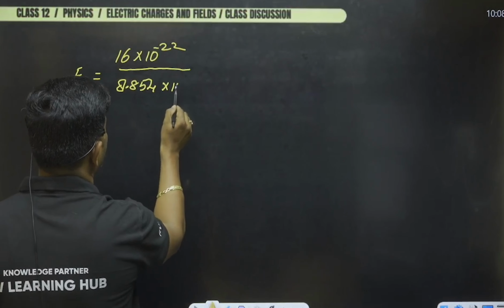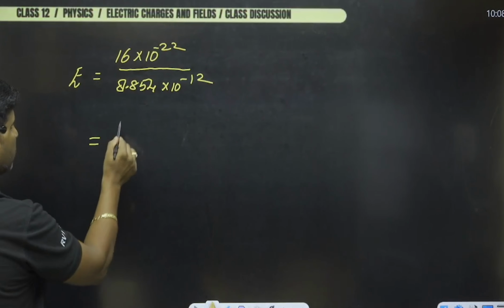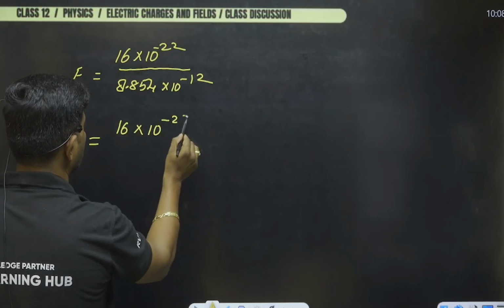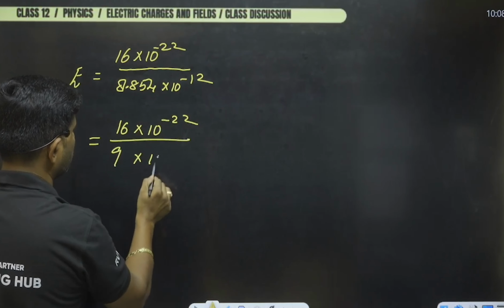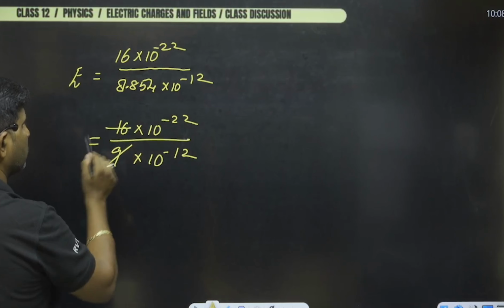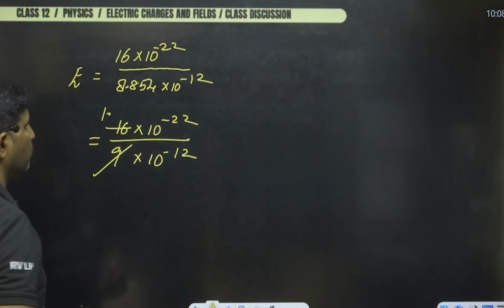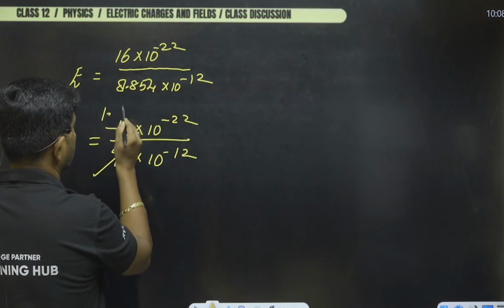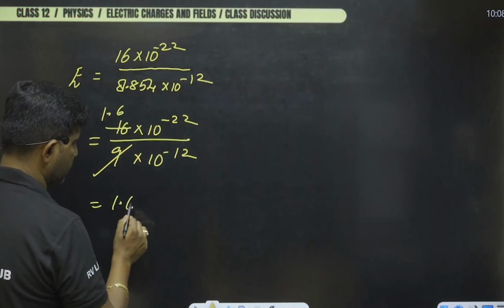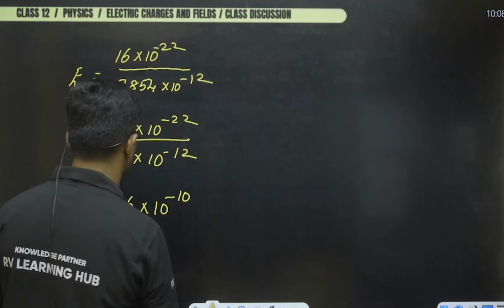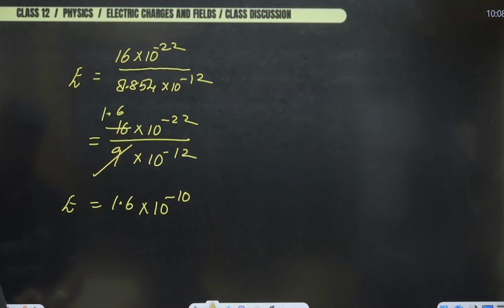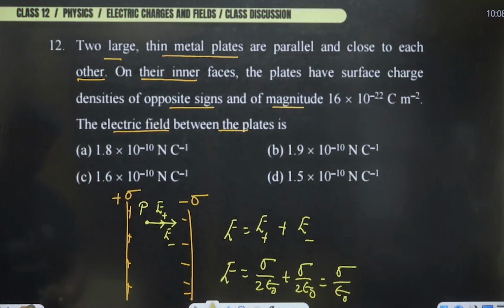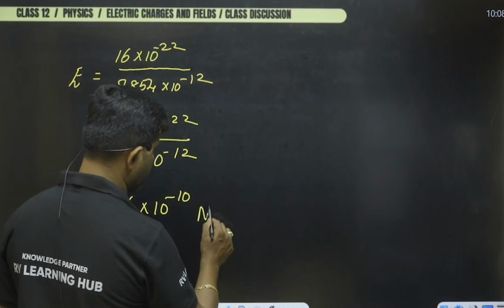8.854 into 10 to the power of minus 12 here. So we can say 16 into 10 to the power of minus 22 divided by 9 into 10 to the power of minus 12. Whenever we do this, we will get approximately 1.6 something. We can say 1.6 into 10 to the power of minus 10. So this is the electric field, 1.6 into 10 to the power of minus 10 Newton per coulomb.